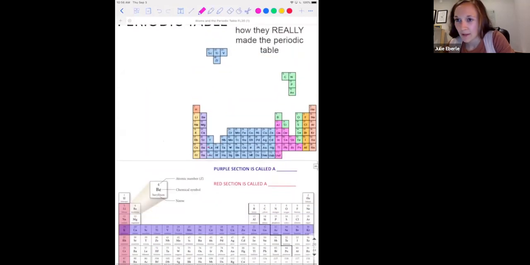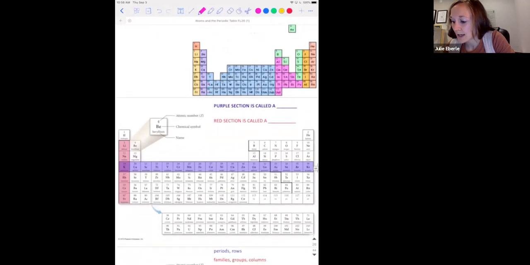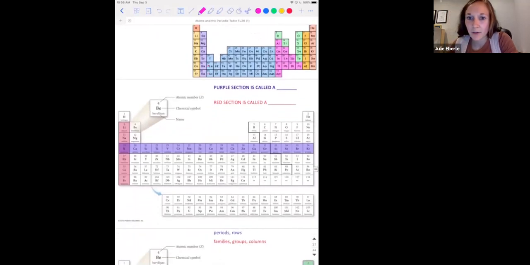Periodic table. So this is not how they made the periodic table, right? It's actually very organized. There's 118 elements on the periodic table, and it's organized in a certain way. There's lots of information conveyed just from how it's organized. So let's start talking about how it's organized. So there's 2 dominant ways it's organized when you look at this.